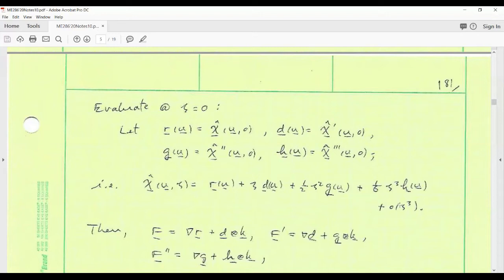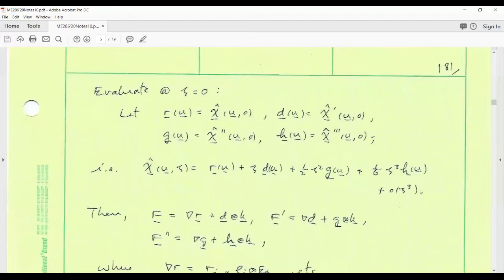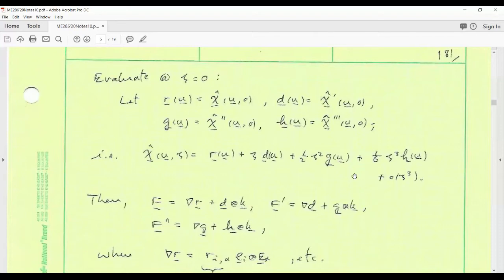And zeta is bounded between minus h over 2 and plus h over 2, which are both very small for a thin plate, right? So zeta is always going to be close to 0 physically. Okay, so r of u gives you the midplane deformation, d of u gives you the slope with respect to zeta through the thickness. This gives you kind of curvature, the second derivative through the thickness, and so on.